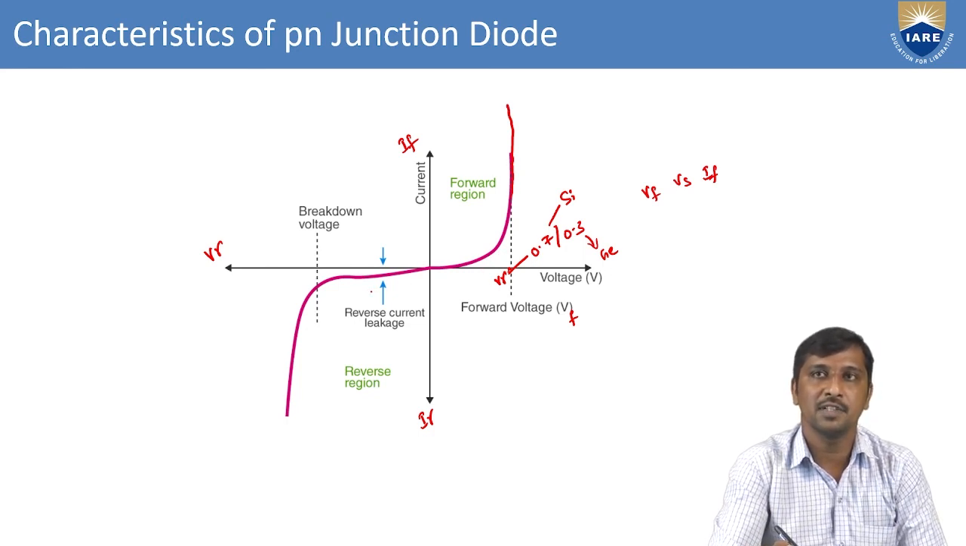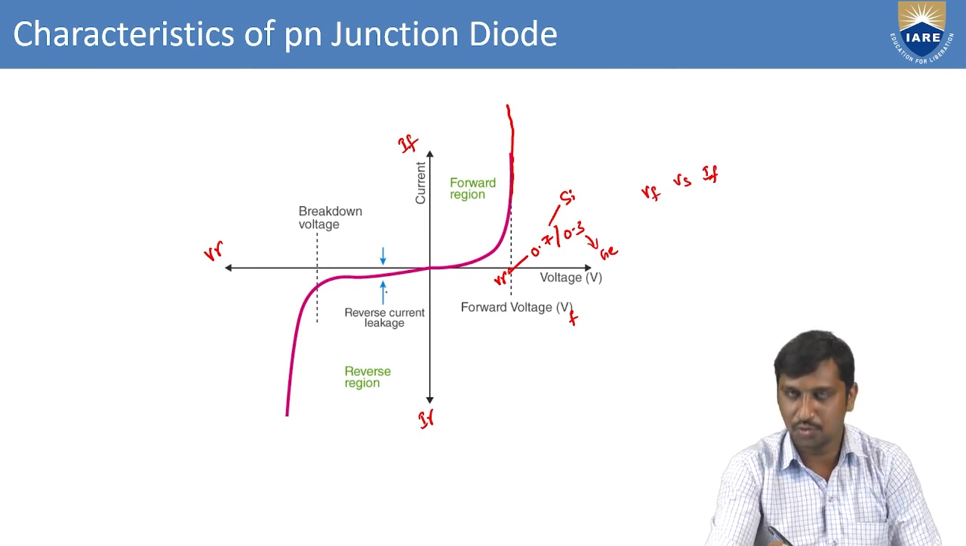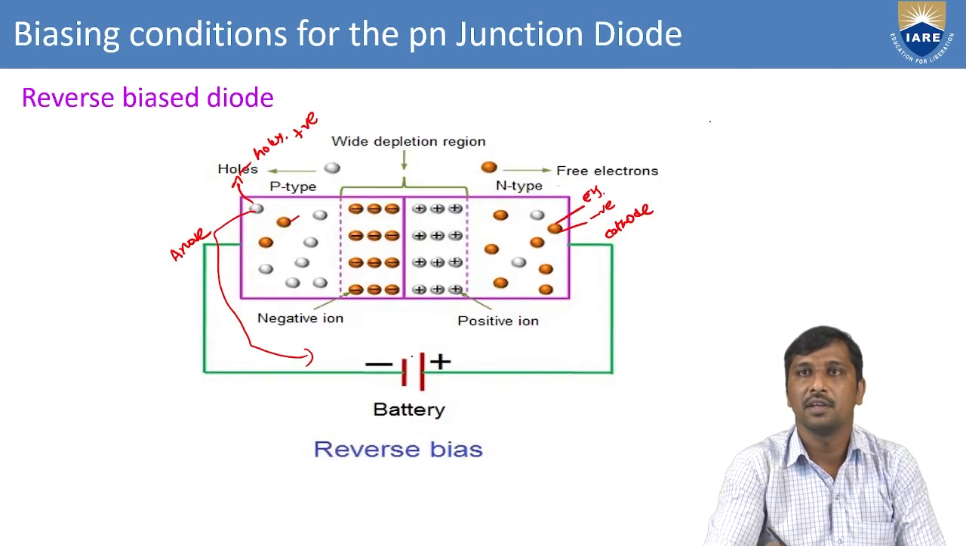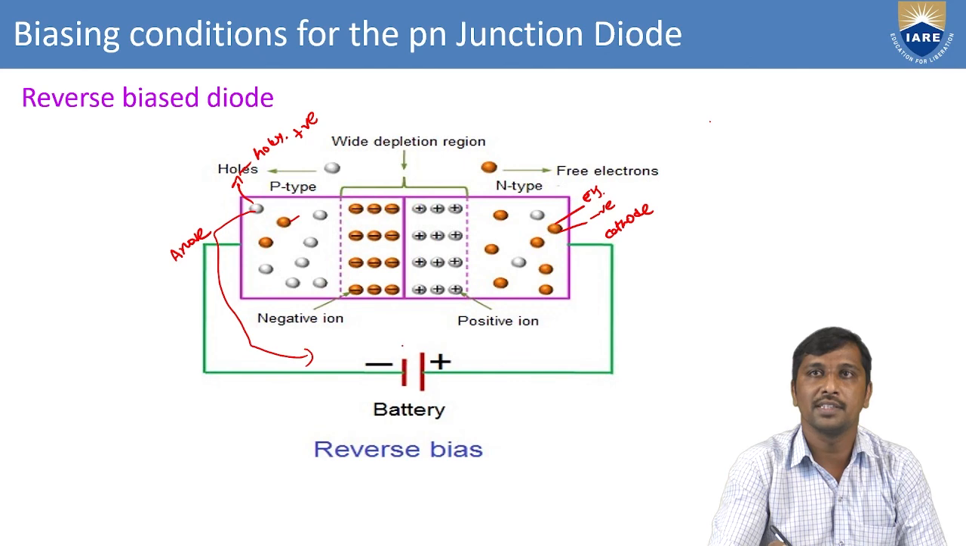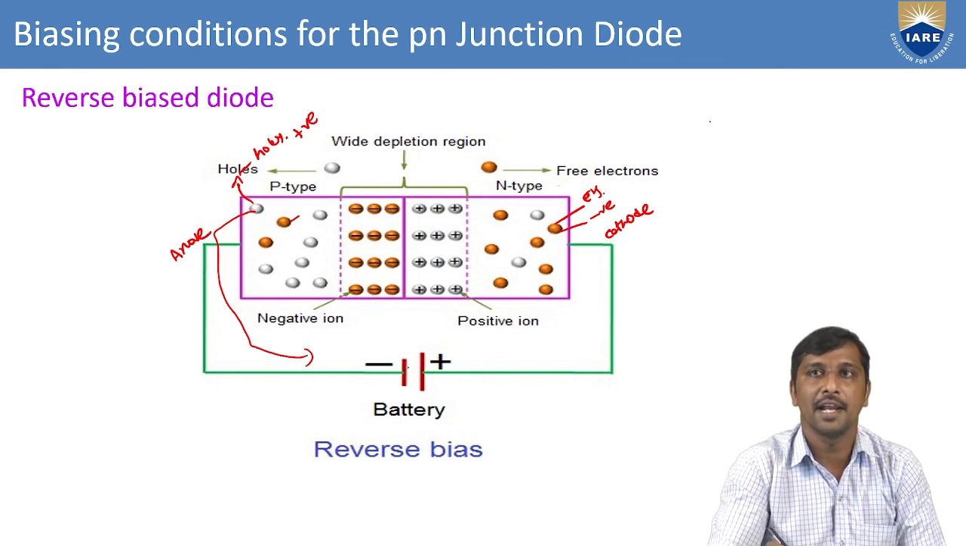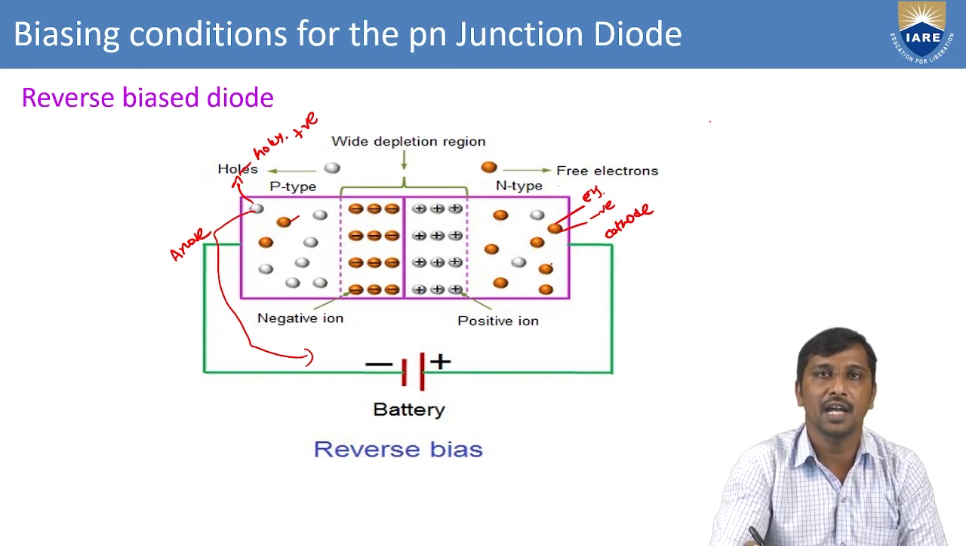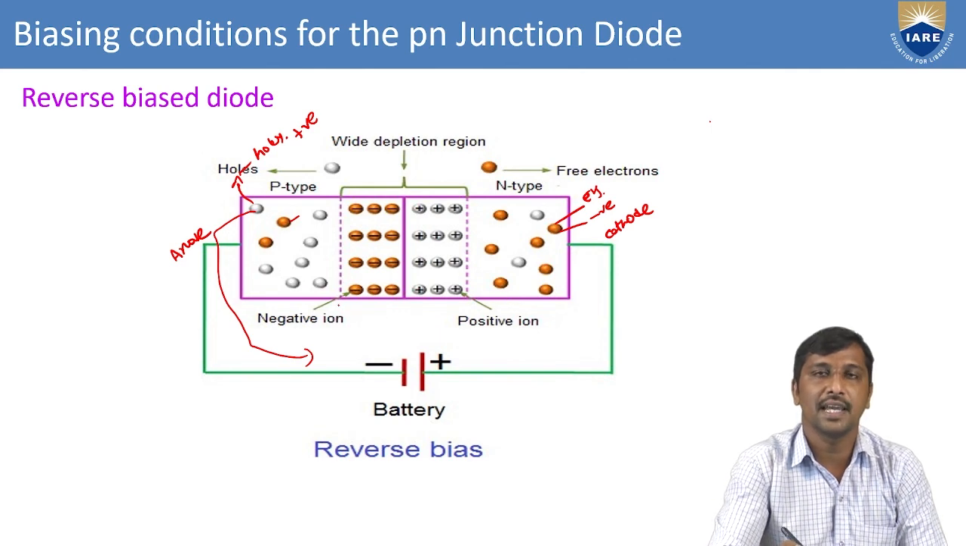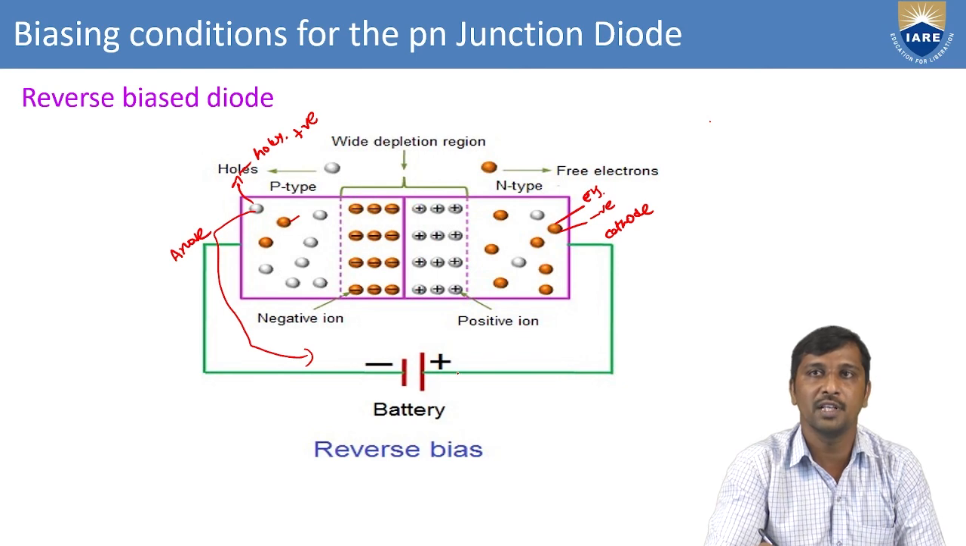But under the reverse bias, what happens? The negative pole of the battery is connected to the anode of the PN junction, and the positive pole of the battery is connected to the cathode of the PN junction. What happens here? The majority charge carriers of the P side and N side are attracted towards the battery terminals, not towards the internal semiconductor.